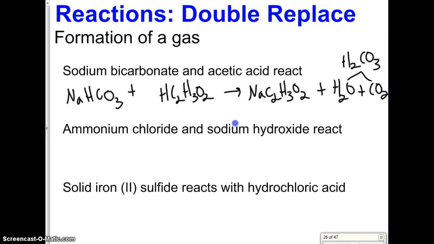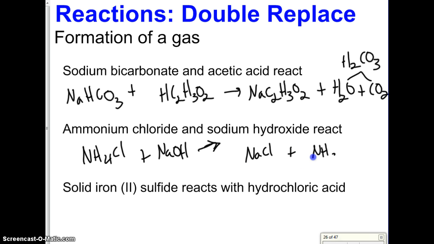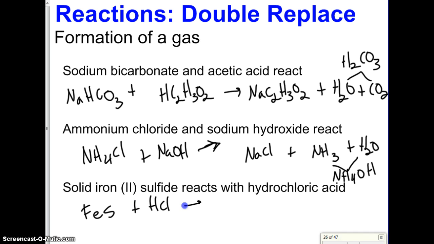Same thing here with ammonium chloride and sodium hydroxide, NH4Cl plus NaOH is going to form sodium chloride, and then ammonium hydroxide, which is going to break down into NH3 and H2O. Okay, this is what formed, but it doesn't actually form because it instantaneously breaks down into these. Okay, and our last one, iron(II) sulfide plus HCl. When this reaction occurs, it's going to form iron chloride and hydrosulfuric acid, which is our gas.